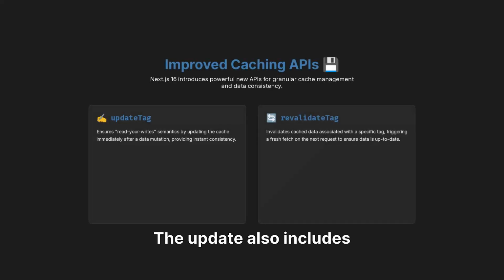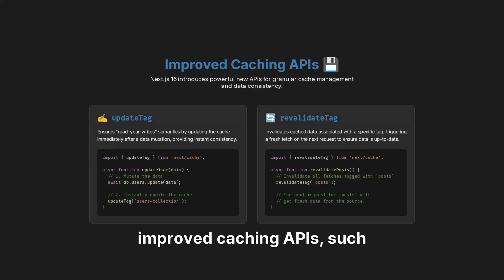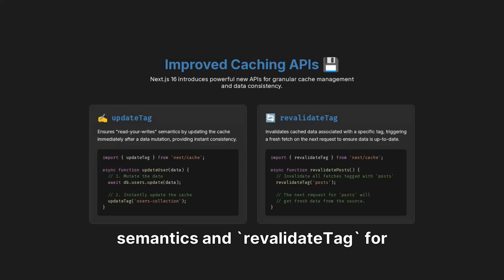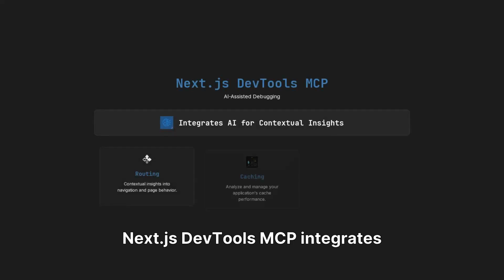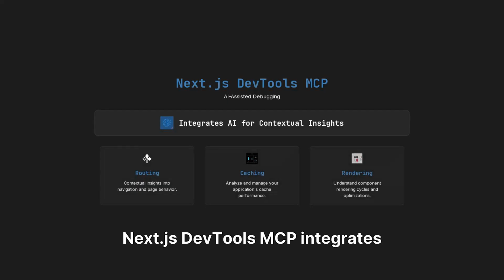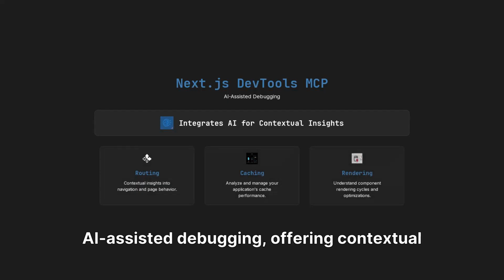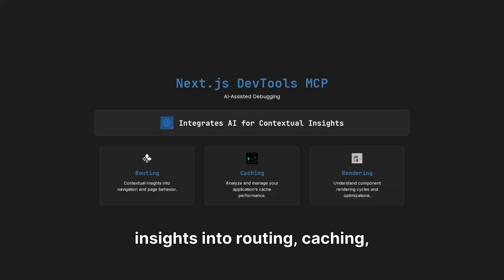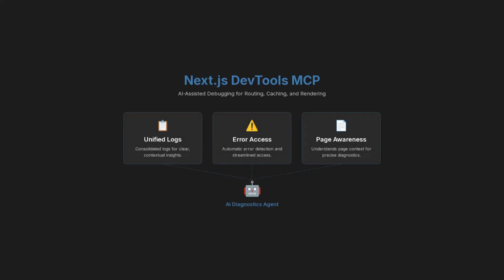The update also includes improved caching APIs, such as updateTag for read-your-writes semantics and revalidateTag for better cache management. Next.js DevTools (MCP) integrates AI-assisted debugging, offering contextual insights into routing, caching, and rendering behavior. This provides unified logs, automatic error access, and page awareness, enabling AI agents to diagnose issues effectively.